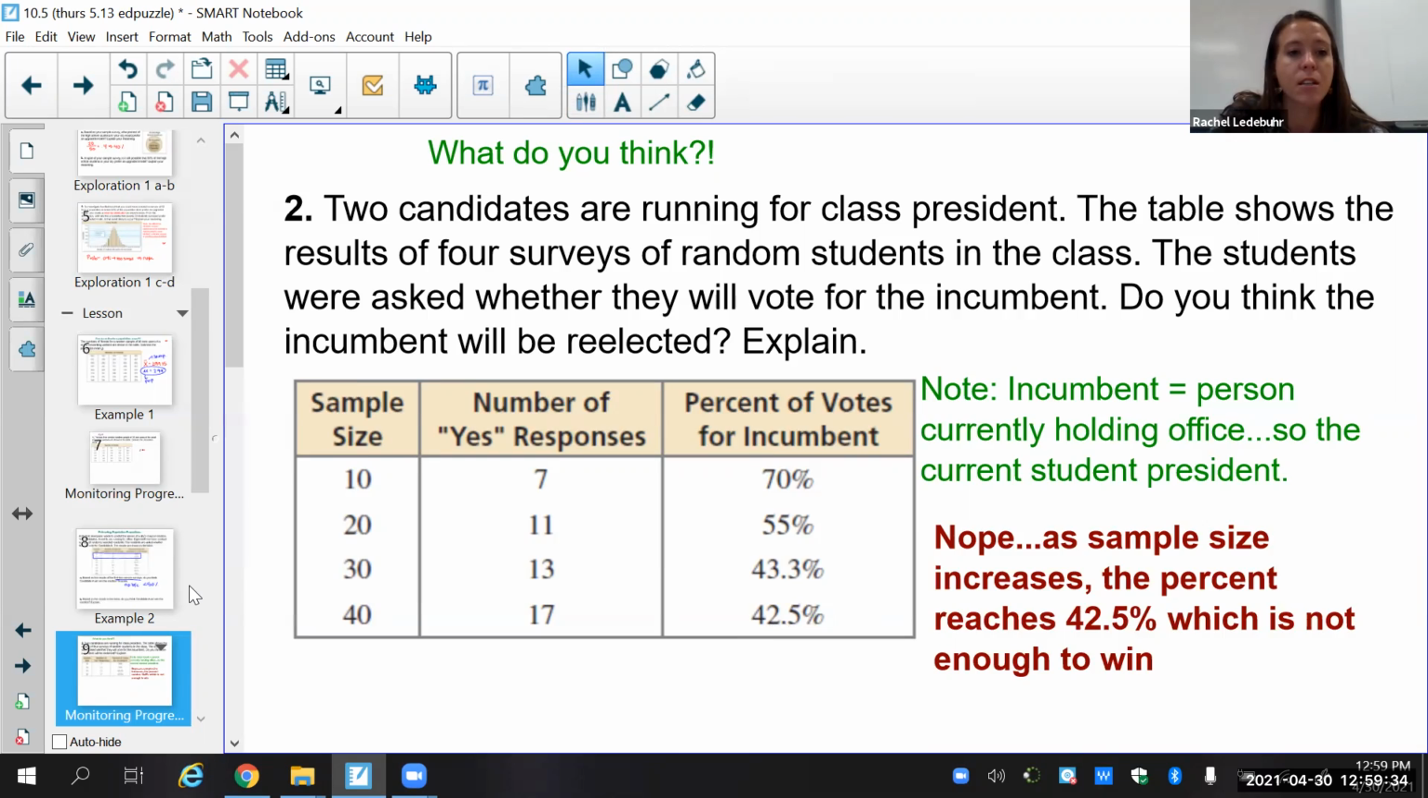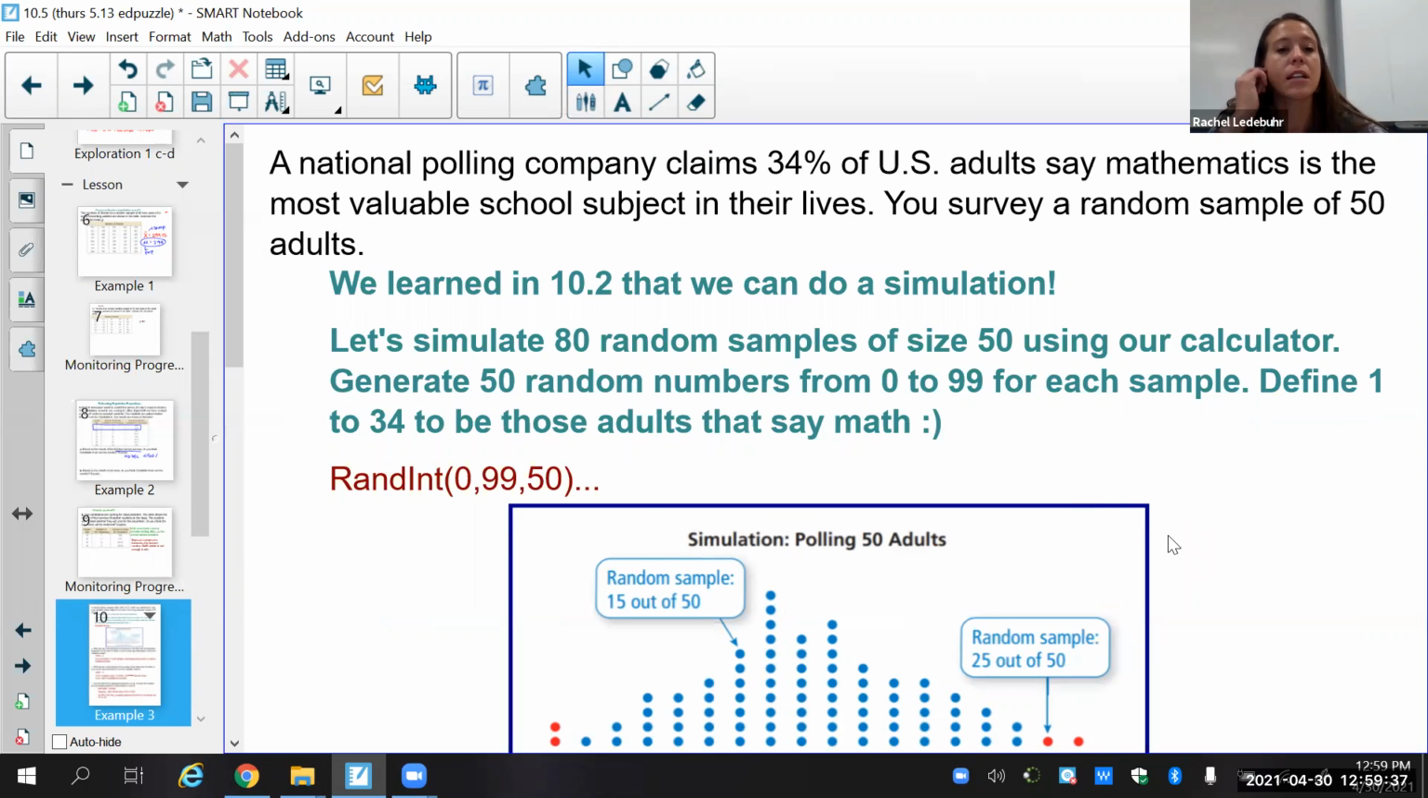All right. Well, let's say that a national polling company claims that 34% of US adults say math is the most valuable school subject in their lives. So you survey a random sample of 50 adults. Now in section 10.2, we discussed a little bit about how you can run a simulation to model situations. So we're going to do that. And we're going to use our calculator to do this one for us, not a software program. So let's simulate 80 random samples.